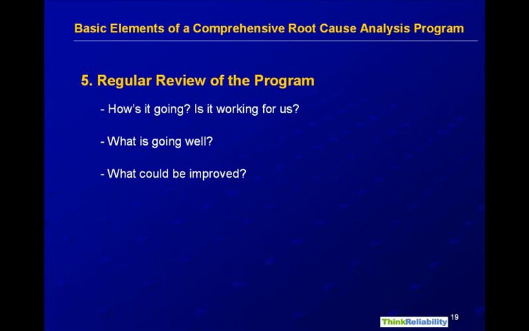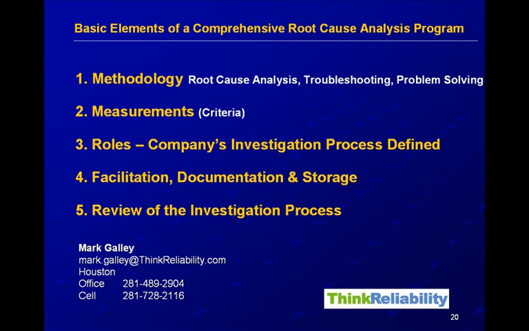The fifth element has to do with a regular review of the process. Really, the question is, how is it going? Is it working for us? And what's going well in terms of what we can improve upon? And what could be improved, meaning what's not going as well as it should, or what takes too long, or what's difficult, or what gets lost in terms of storage or miscommunication. So there's a big opportunity to regularly review the process and improve the overall effort.